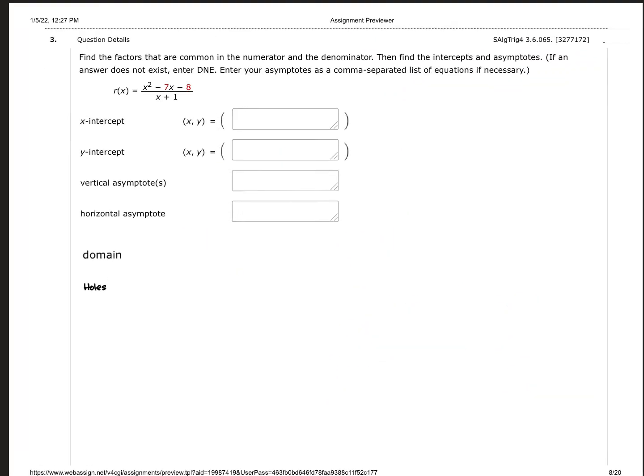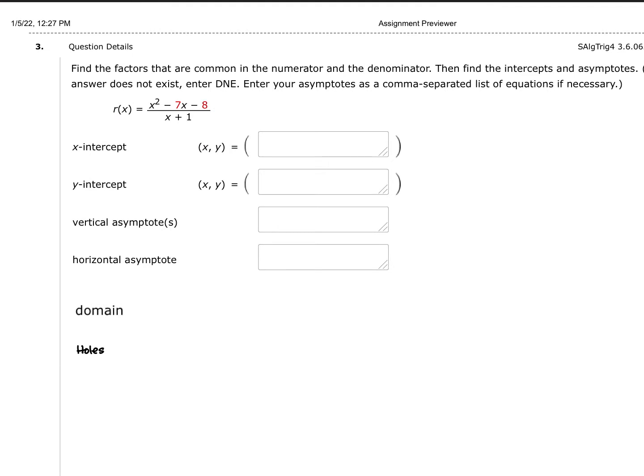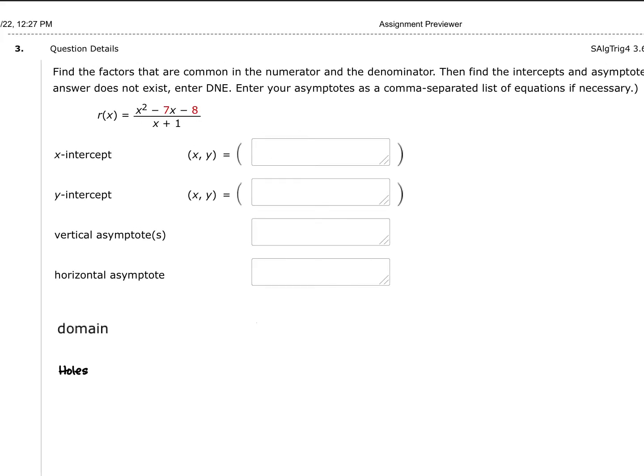Number 3, we're given the function x squared minus 7x minus 8 over x plus 1. For your x-intercept, you're going to take that x squared minus 7x minus 8, set it equal to 0, and solve. This factors to be x minus 8 times x plus 1 is equal to 0. So if you were to set both of those equal to 0 and solve them, you would get that x is equal to 8 and x is equal to -1. So that gives you the two x-intercepts of -1, 0 and 8, 0.